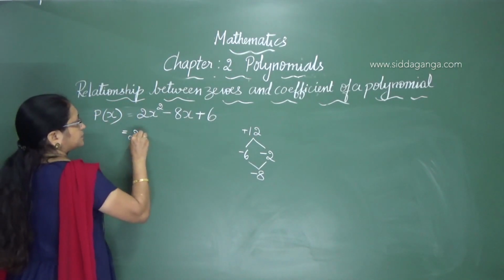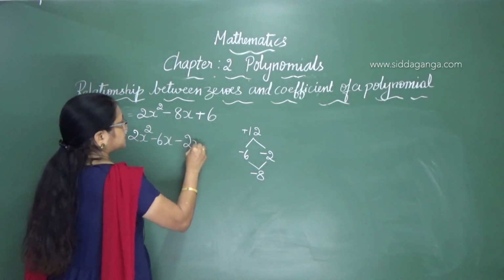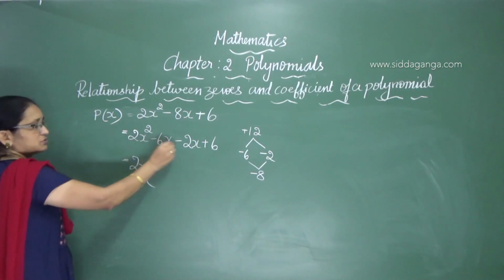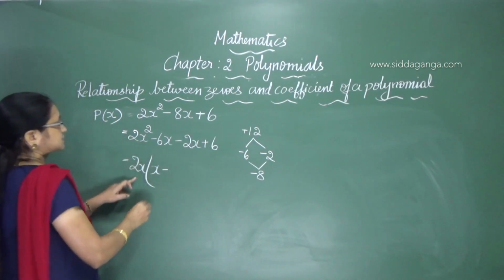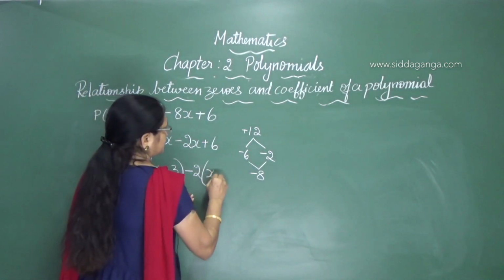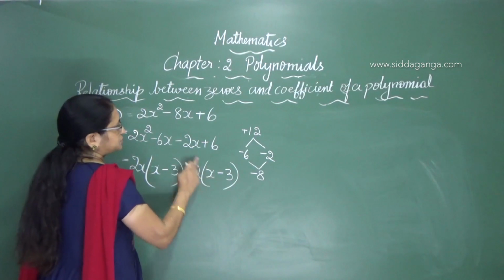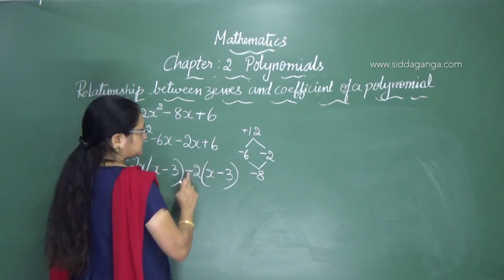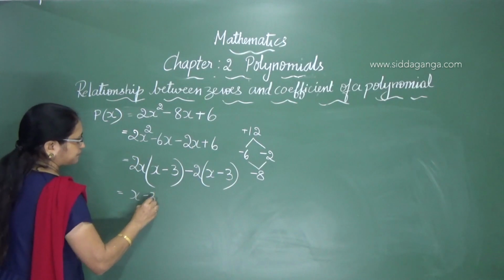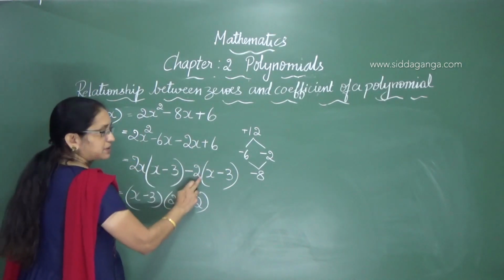Now when you split the middle term, 2x² − 6x − 2x + 6. Now here 2x is common. If you take 2x common, x remains, minus 3, and here −2 common, (x − 3). See once again, 2x(x − 3) − 2(x − 3): minus into minus is plus, 2 threes are 6. Now what is common here? (x − 3) and (2x − 2).